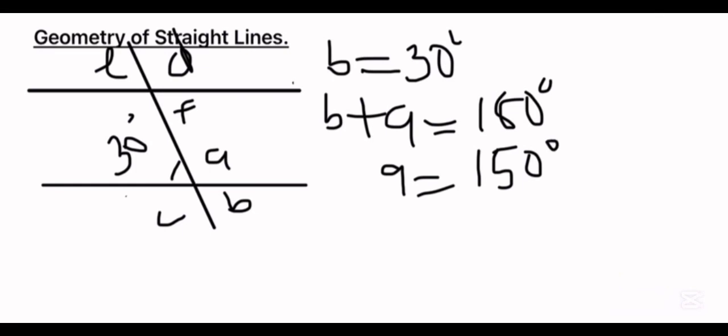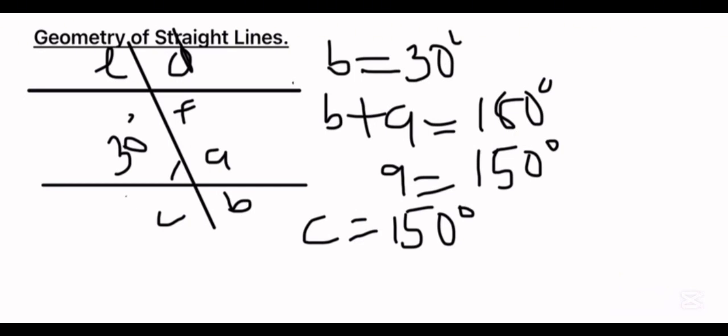So now, easy, we could say our C is equal to 150 degrees because C is vertically opposite to A, and vertically opposite angles are equal. Now we've gotten our A, we've gotten our B, and we've gotten our C.